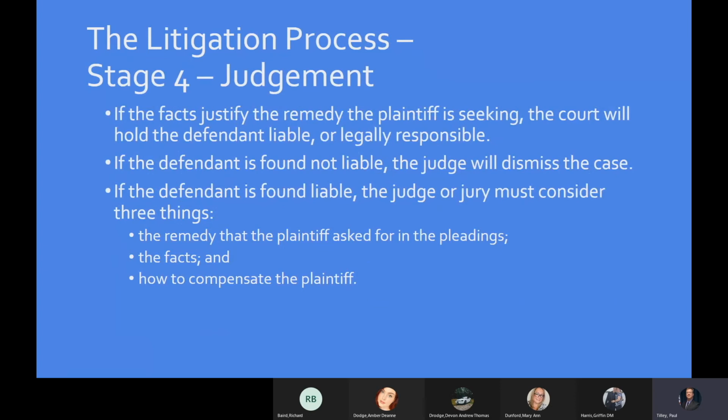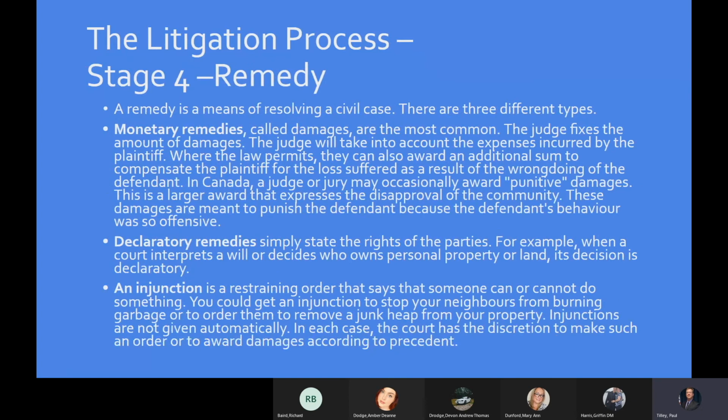If the defendant is found liable, the judge may consider three things. How much the remedy should be. So, you know, the original plaintiff may say, I want to sue for $1 million, but the judge can think about it and say, no, $100,000 is enough. And the judge considers the facts and how to compensate. This remedy stage occurs next, and the remedy is the means for resolving the civil case.